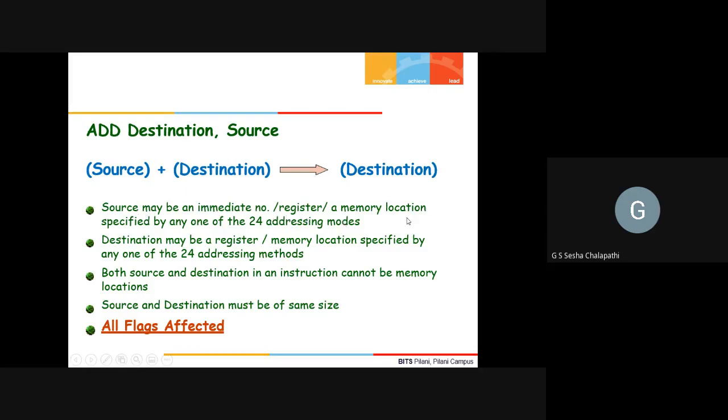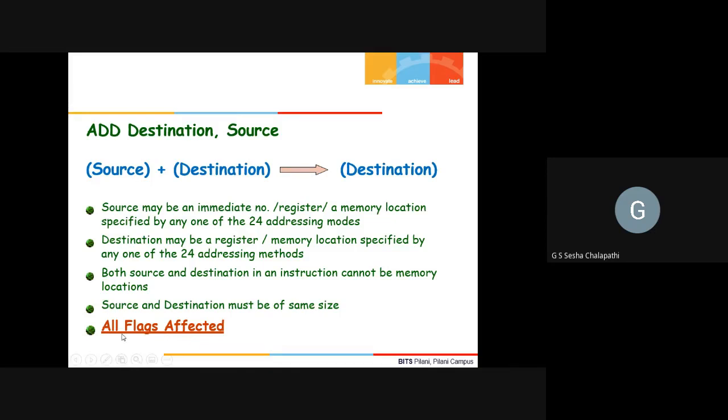Destination can be a register or memory location, which can be specified with any of the 24 addressing modes in this case. What is not allowed, same as in the MOV instruction, is that both source and destination cannot be memory locations. Source and destination should be of the same size. It should not happen that you are adding 8-bit data to 16-bit data. In this case, contrary to your MOV instruction, in the MOV instruction, what is the flag which was not affected?